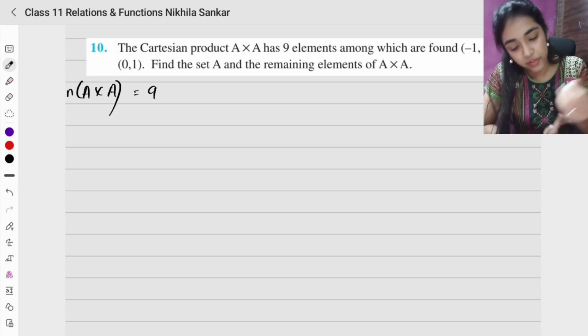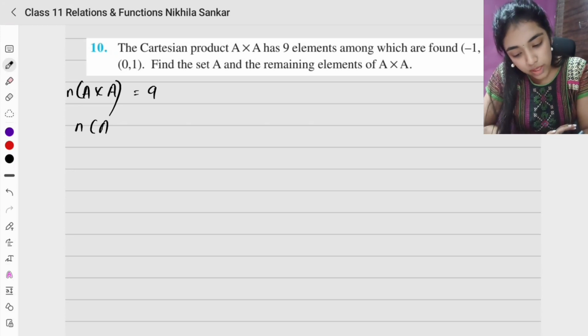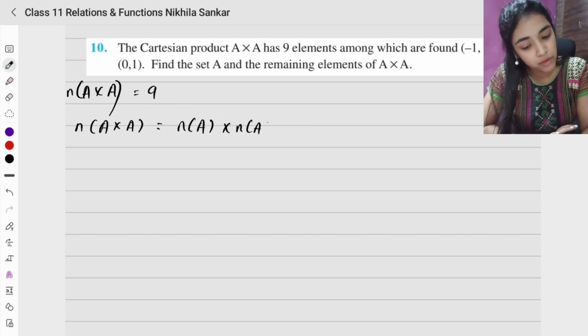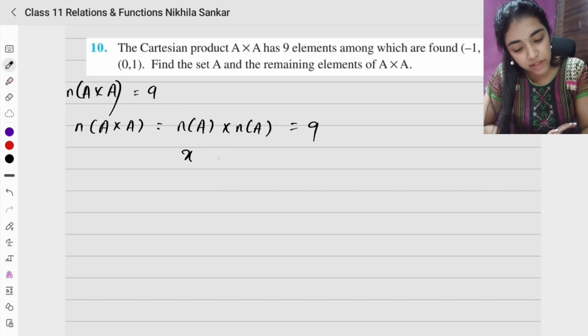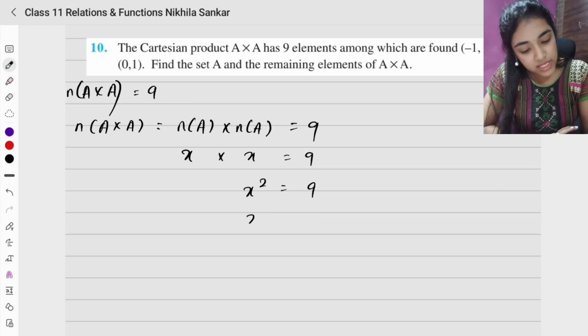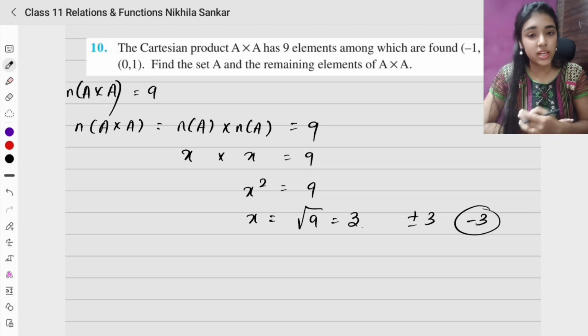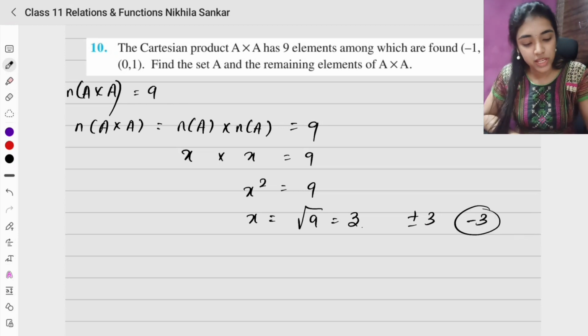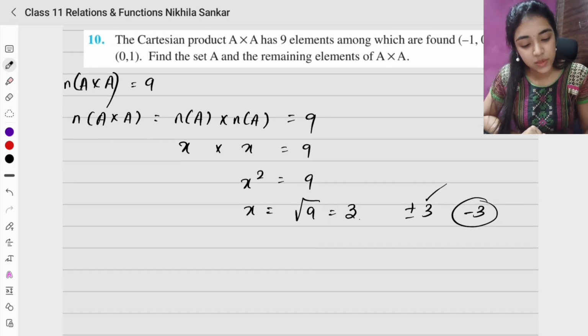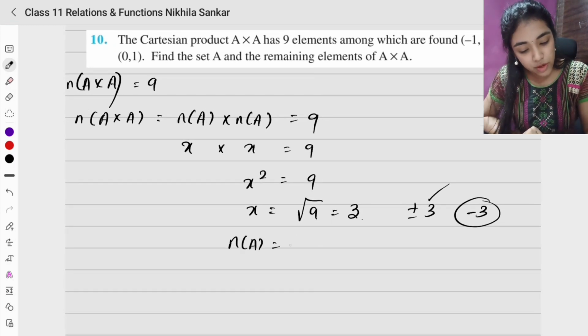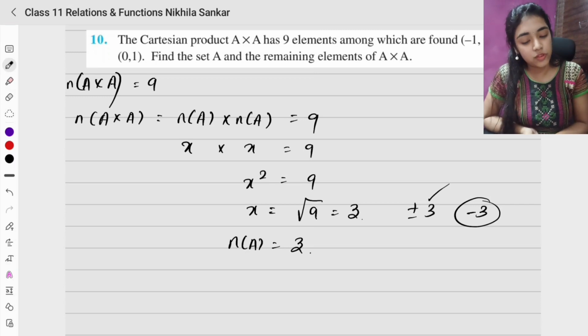So the number of elements of A cross A is going to be 9. What do you know? The number of elements of A cross A is going to be the number of elements of A multiplied by the number of elements of A. So this is going to be 9. If I take the number of elements of A to be x, then x times x equals 9. x square equals 9. So x is equal to square root of 9, which is going to be plus or minus 3, but minus 3 cannot be the number of elements. You cannot have the number of elements in negative. So I am going to take only the plus 3. Okay. So x is equal to 3, which means the number of elements of A is going to be 3. So this is what we found out from what is given.